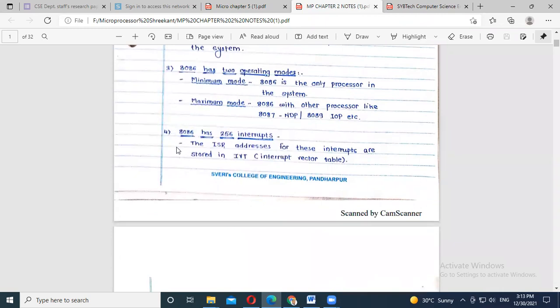Okay. And one more, the fourth main feature of 8086, it has 256 interrupts. In 8085, only 5 hardware interrupts and 9 software interrupts are there. But in 8086, totally 256 interrupts are there. That is the interrupt service routine, ISR, which means the interrupt service routine addresses for the interrupts are stored in the interrupt vector table.